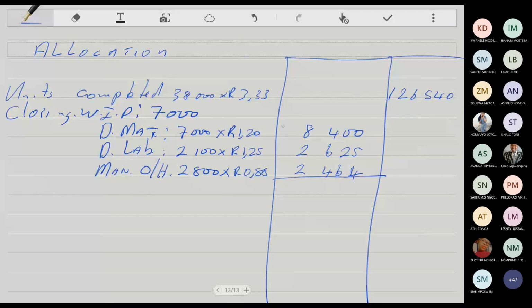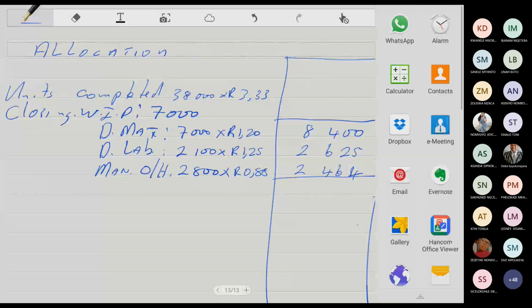Then we add the three to arrive at a grand total, the value of your closing working process. 8,400 plus 2,625 plus 2,464. Then it's going to be 13,489.